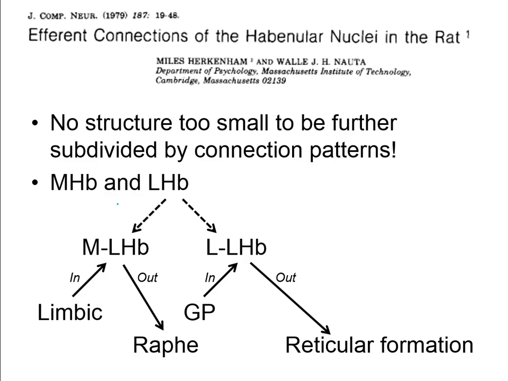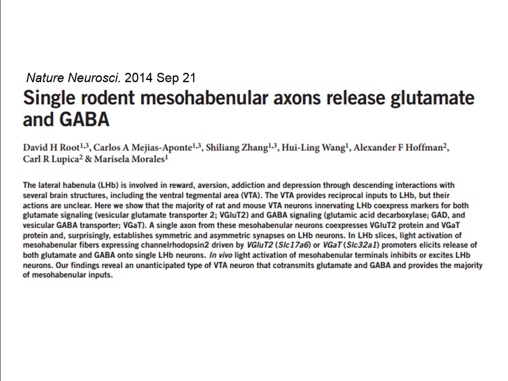There is no structure too small to be further subdivided. So this is, in fact, a paper from Nauta, from when I was taking his course. So this is what he was doing in his lab at that point, which was taking the lateral habenula and dividing it into a medial lateral habenula and a lateral habenula, and demonstrating that they're in fact wired up differently. Okay? So there is no structure that cannot be subdivided. The habenula is really interesting as a neurobiological structure for this reason.